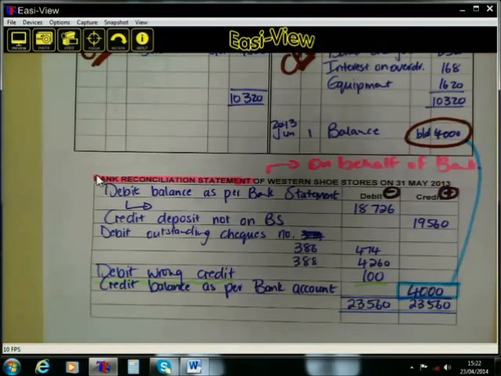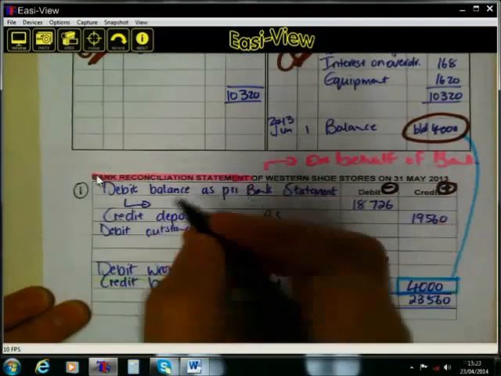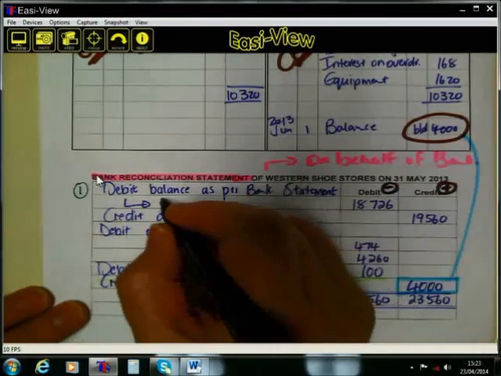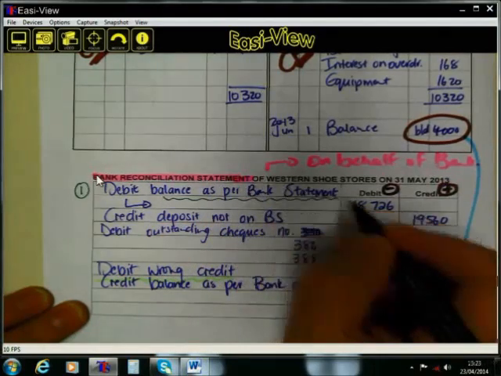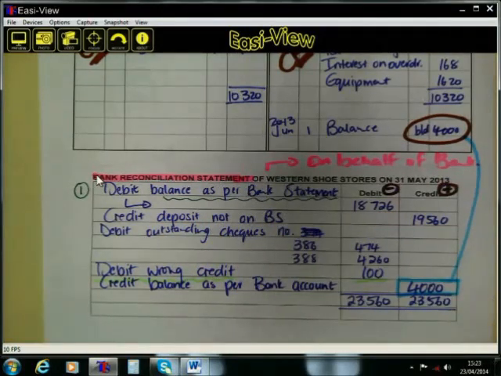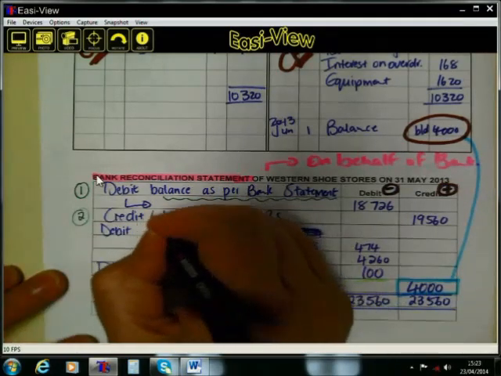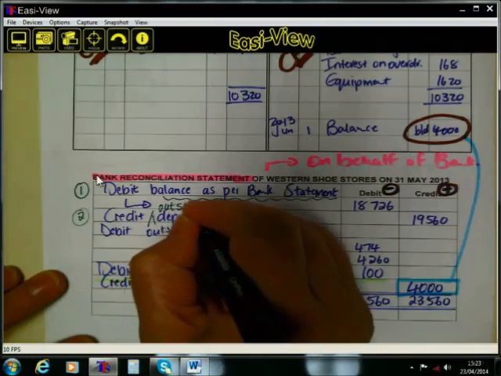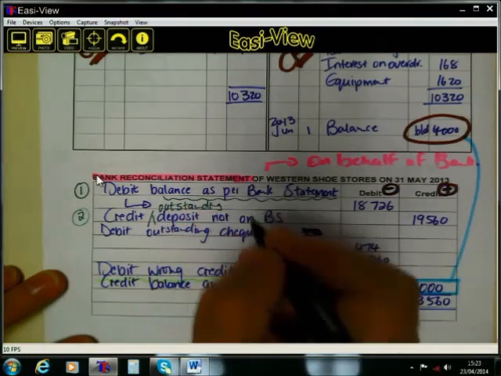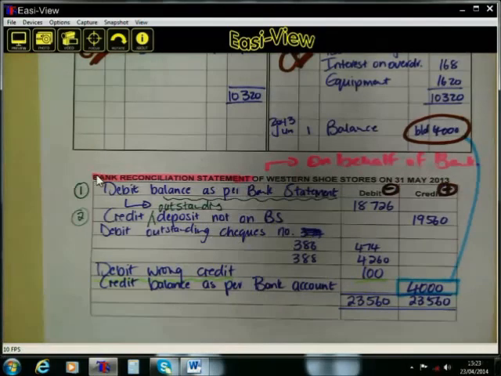There's 4 normal things in a bank reconciliation. The 4 normal things in a bank reconciliation is basically your debit or credit, sorry, not debit, but balance as per bank statement. So you start with some balance as per bank statement. Then you credit that outstanding deposit. This is an outstanding deposit. You credit the outstanding deposit. That is number 2 there.